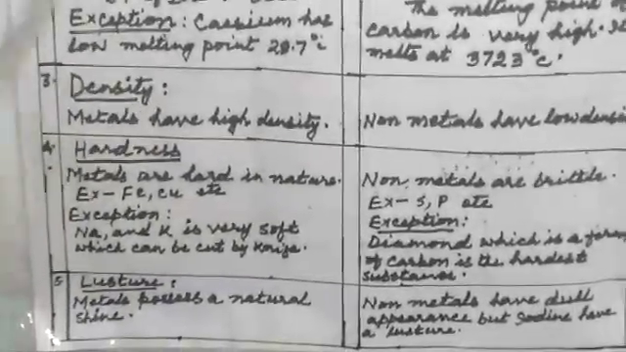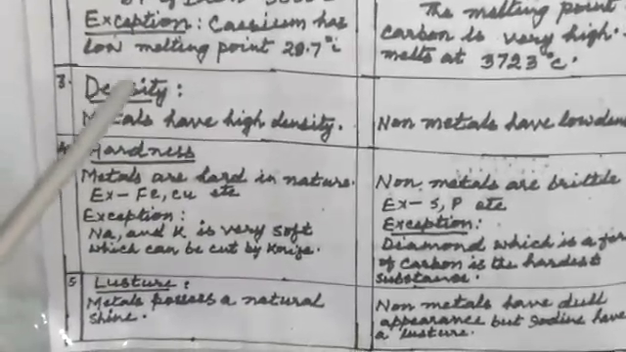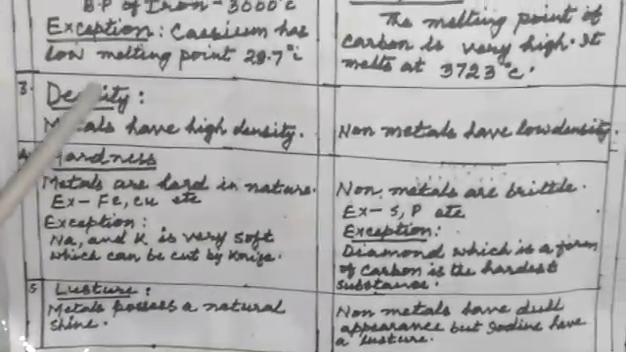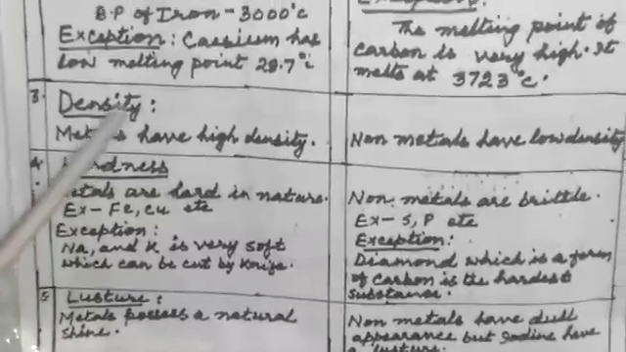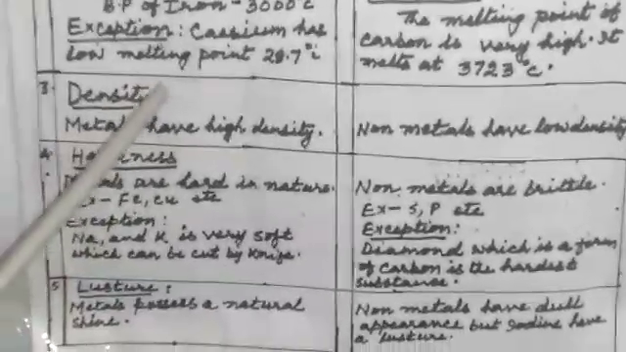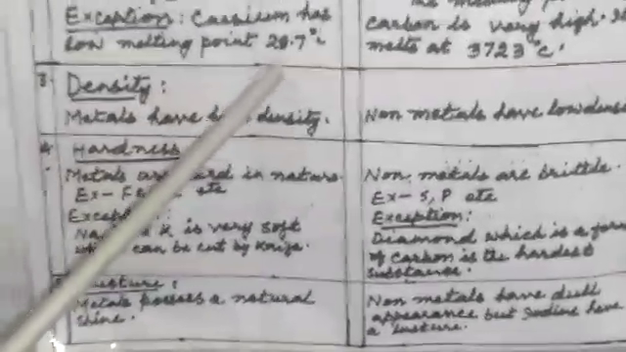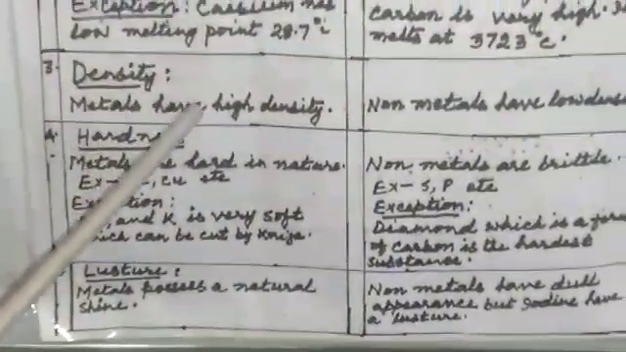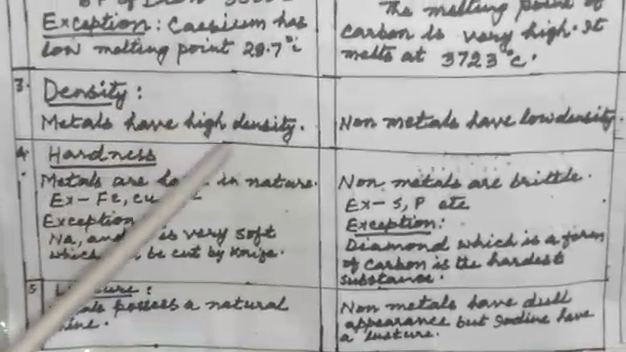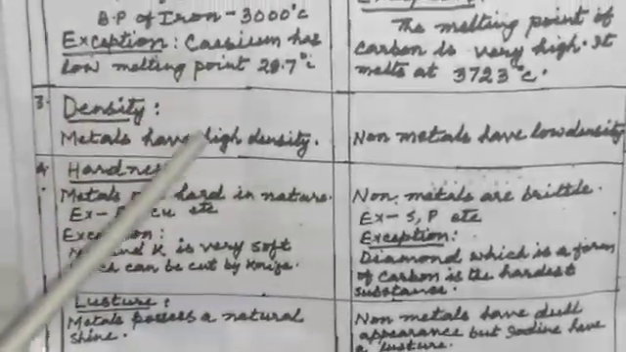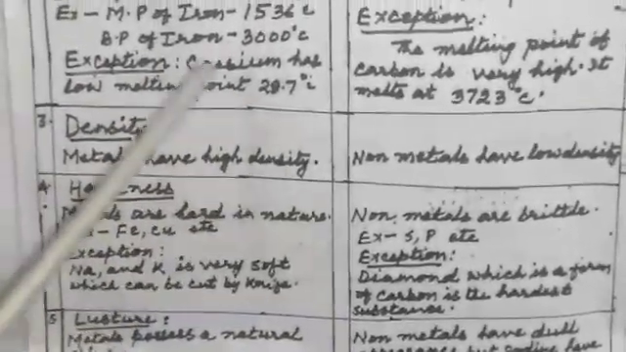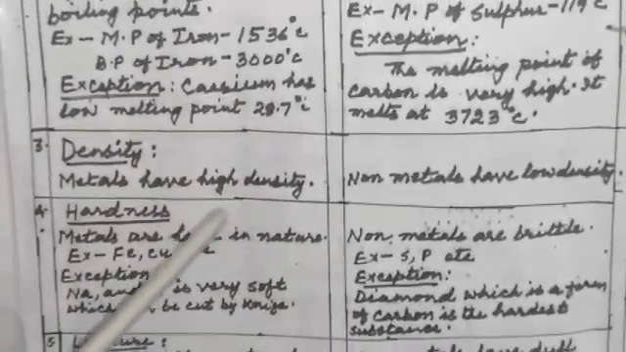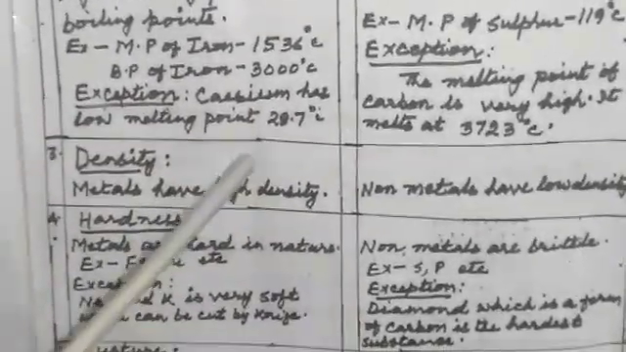Density. As you know, how can we define density? Density is actually the mass per unit volume. That means which one has much mass and which one has less mass, which substance is more dense, which substance is less dense. That is related to the mass or the weight.